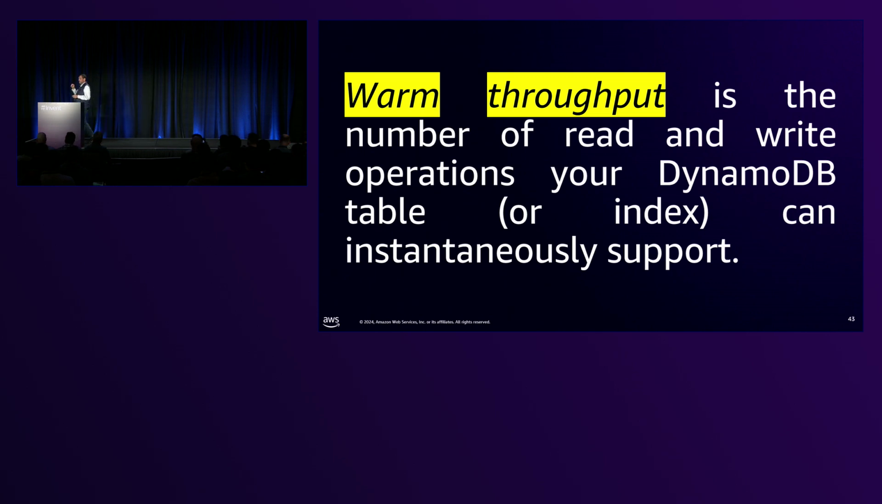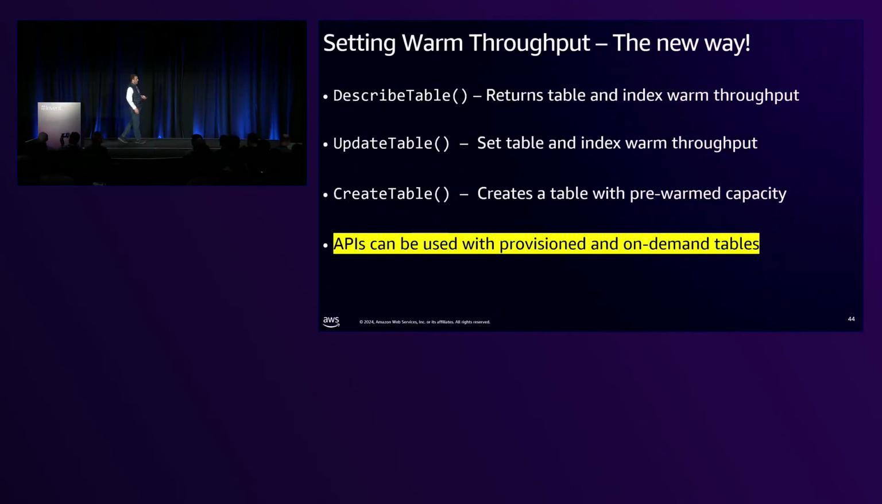Under the covers, we do the same thing. It's horizontal scaling. It's partitioning. But we gave you a couple of changes to the API. First, describe table will tell you what the warm throughput is. You can change the warm throughput with update table, or you can set it when you're creating the table.